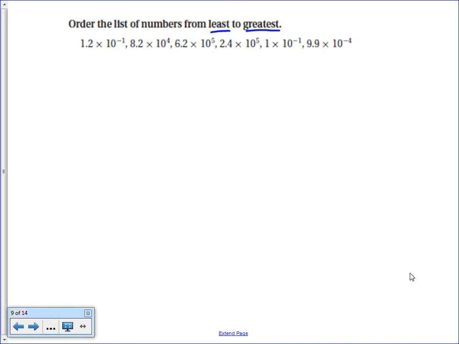So to order scientific notation numbers from least to greatest, what you're going to do is start off with the lowest exponent. And notice how the lowest exponent, or the most negative in this case, is that 9.9 times 10 to the negative 4. So that is the smallest one. Because remember, when we have a bigger negative exponent, we needed to move that decimal place over more. So I'm going to cross these out because it's a little bit easier to deal with.